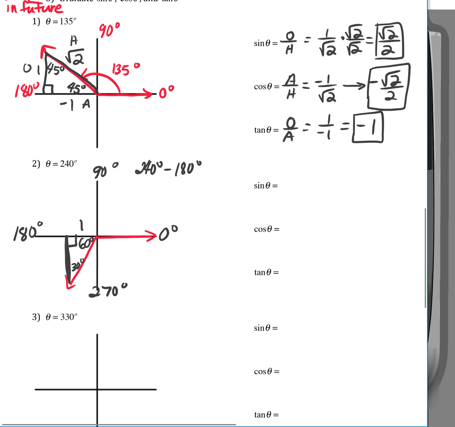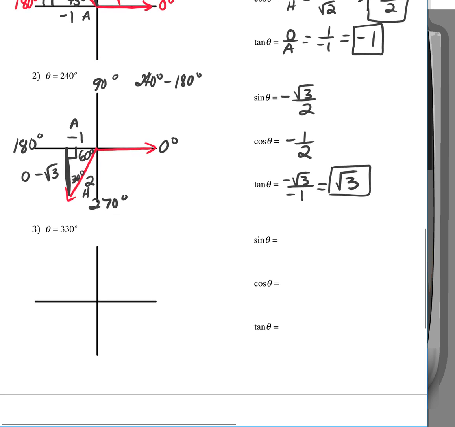So across from 30 is 1, across from 60 is root 3, and across from 90 is 2. Both of these will be negative because we're going left and down. Adjacent, opposite, hypotenuse. Remember, the theta is always the angle made with the x-axis. So for sine, we're going to do negative root 3 over 2. We don't need to rationalize for that, which is nice. For cosine, it will be negative 1 over 2. And then for tangent, it's going to be opposite over adjacent. So we're going to do negative root 3 over -1. Because of the double negative, we're going to make that into a positive root 3.